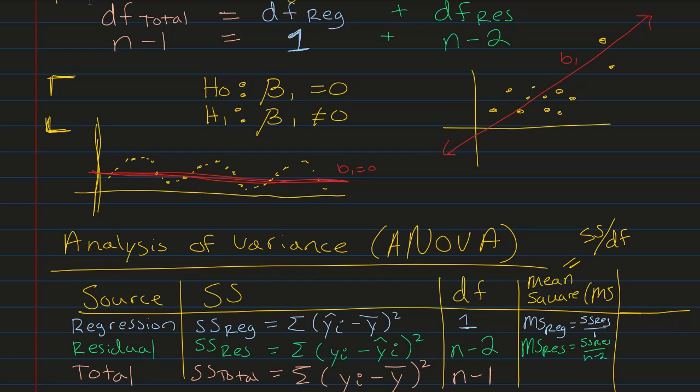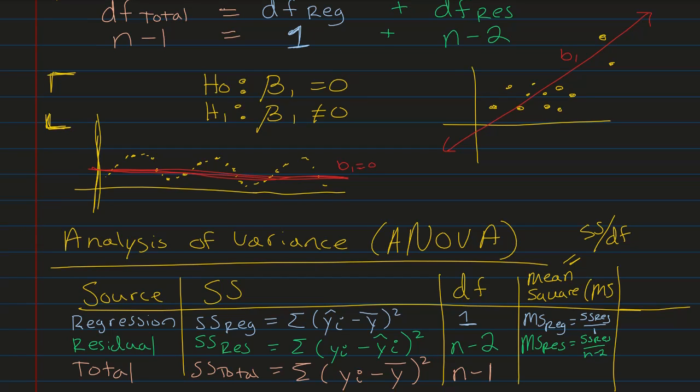All right, so then our final column F, our F statistic, is the mean squared from the regression divided by the mean squared for the residual. Okay? All right, so then this quotient, the mean squared regression divided by the mean squared residual, follows an F distribution with degrees of freedom 1 and n minus 2.